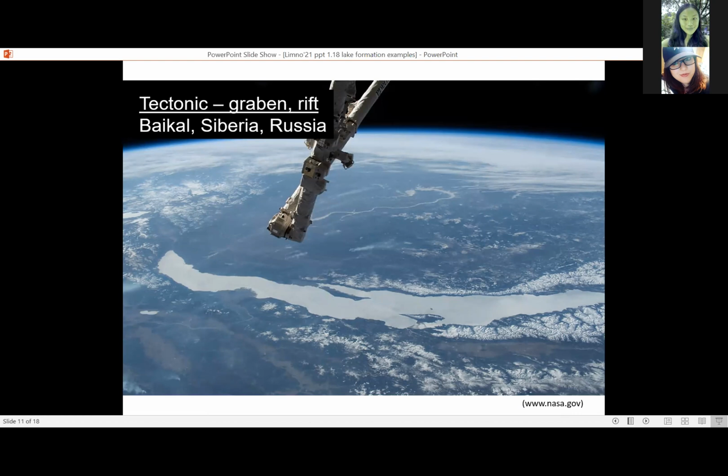So there's a tectonic lake. This is caused by plates separating and a part of the earth just falling, subsiding. Very cool lake. It has endemic species that live nowhere else on earth, things that have evolved there because it's so old and so unique. It's got seals, freshwater sea lions. Yeah, very cool, like Baikal.